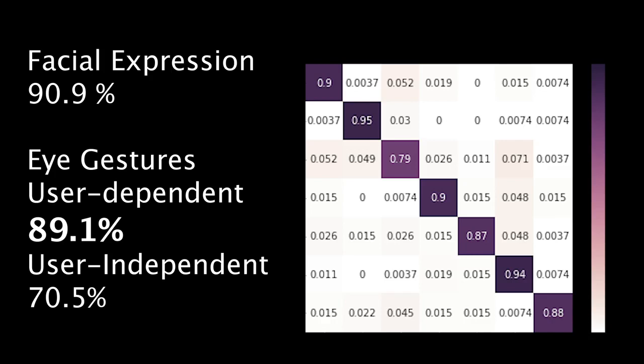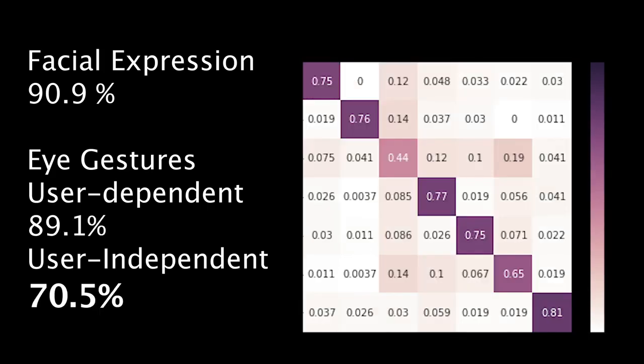For the classification of eye gestures, the accuracy was 89.1% with user-dependent training. There's not so much difference depending on facial expression states. And it was 17.5% with user-independent training. Dynamic gestures have potential for use with no or little user training.